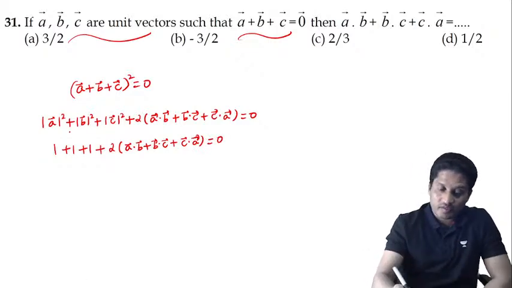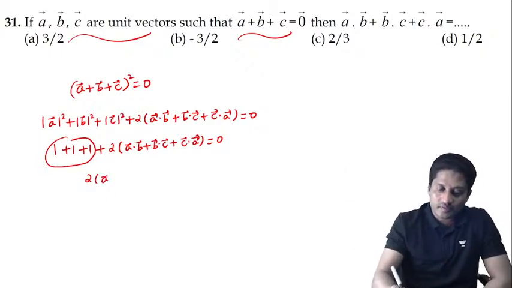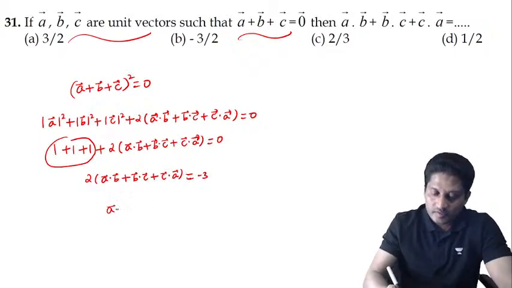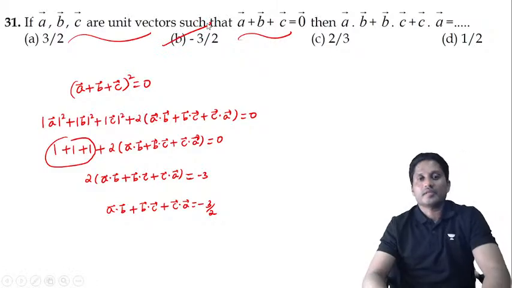Yes, Gaurav, minus 3 by 2, right? You shift the 3 to the right side, so 2 times A dot B plus B dot C plus C dot A is equal to minus 3. So A dot B plus B dot C plus C dot A is equal to minus 3 by 2. Right, answer is option B. Let's move to the next question.